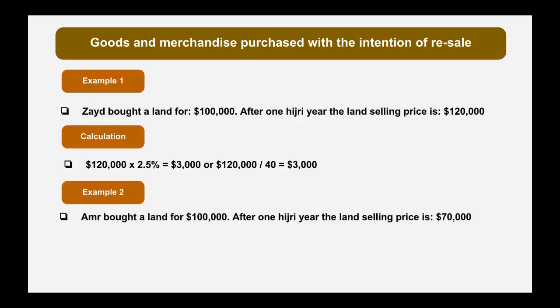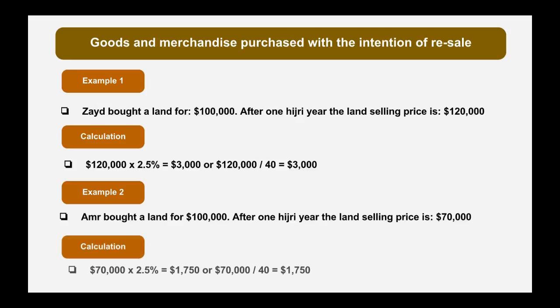So the way to calculate Amr's zakat, we do the following. We take the $70,000, we multiply it by 2.5%, which will give us $1,750. Or we can take the $70,000, we divide it by 40, and it will give us the same amount, $1,750, and that's the amount that Amr has to pay as zakat. In the next slide, we will learn how to pay zakat on merchandise.